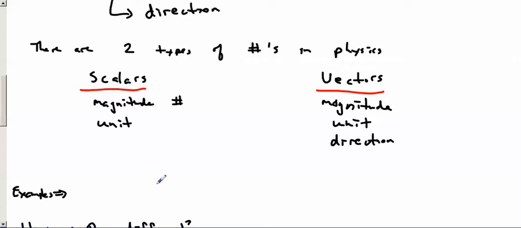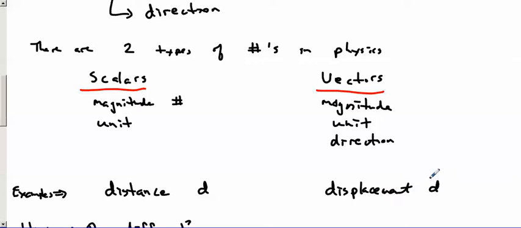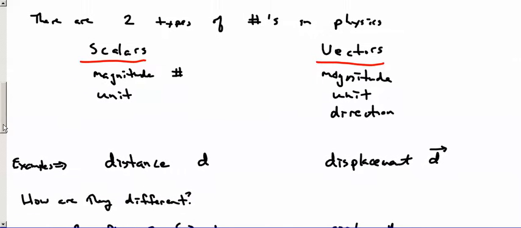An example of a scalar is distance, and we in physics give that the symbol d, little d. Another example of a vector that's related to distance is your displacement, and we give that a d with a little arrow on top because displacement needs a direction associated with it.